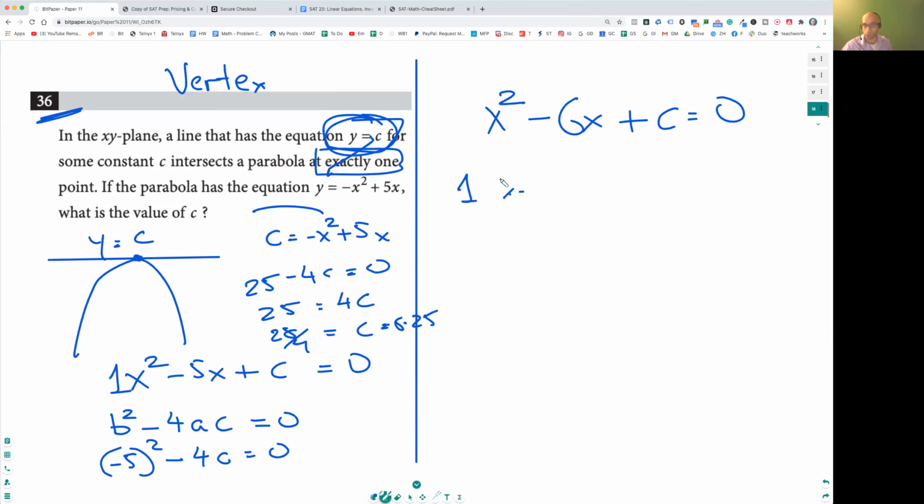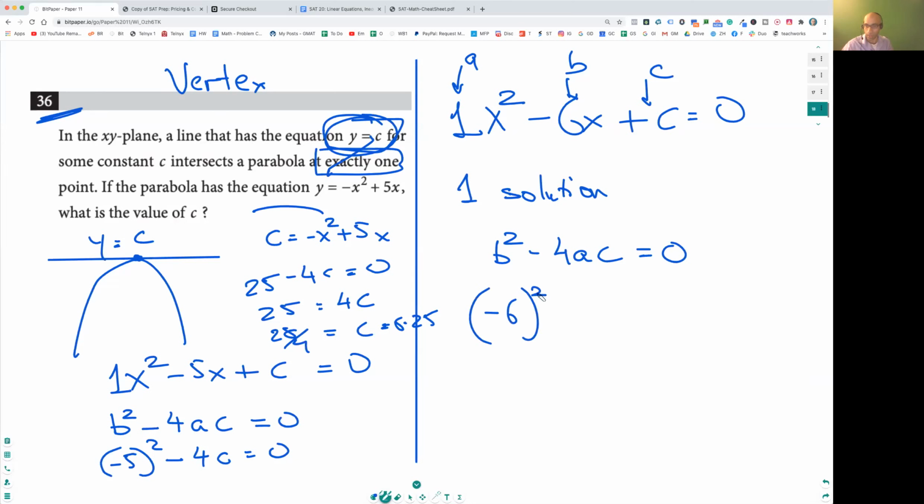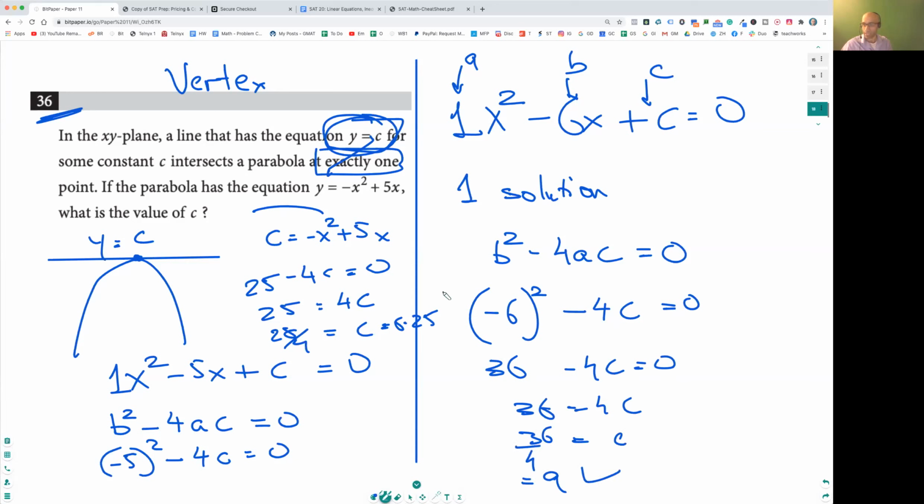If it's got only one solution, folks, you can do it in a variety of ways. You might know how to do this in a different way, but it's just b squared minus 4ac is equal to 0. This is 1, this is a over here, this is b, and this is c over here, right? So you're going to do b, which is minus 6 squared, minus 4 times 1 times c is equal to 0. So 36 minus 4c is equal to 0, and 36 is equal to 4c, and so c is equal to 36 over 4, which is equal to 9, right? And that's how to get it.